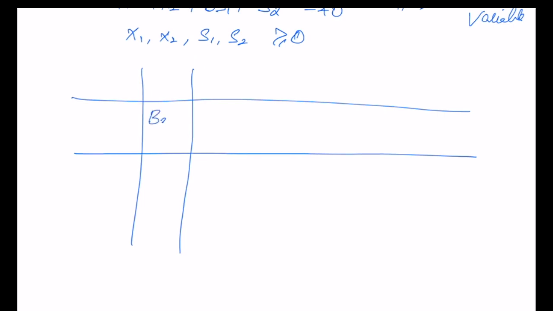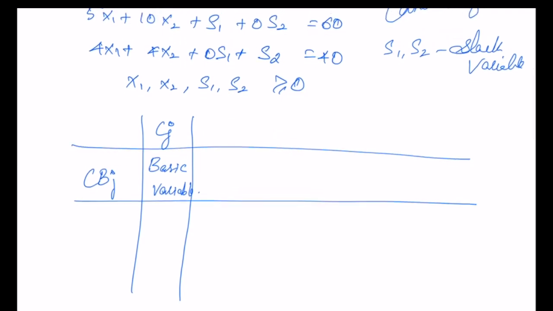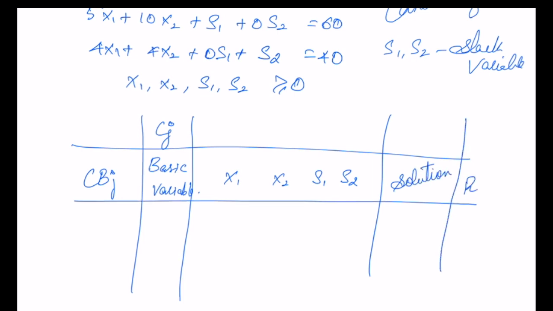Now starting the initial simplex table. First, basic variable, and we have coefficient of basic variable. Next, coefficient of objective function. We're going to write all the variables here. We have x1, x2, s1, s2. And then we have solution and then ratio.